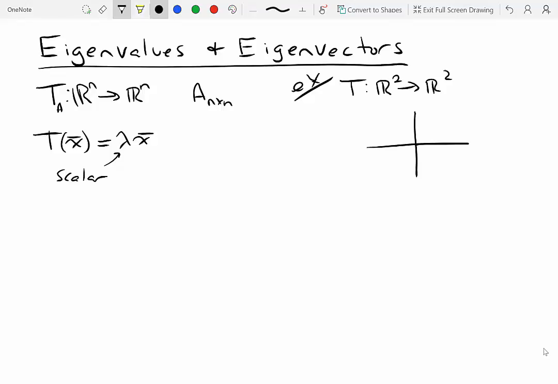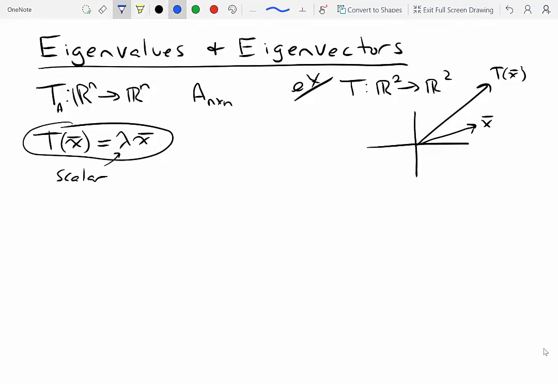So it's possible that maybe the vector x looks like this, and then when I plug it into the transformation, I get out a new vector, T of x. Maybe it's longer, maybe it's shorter, maybe it points in the same direction, maybe it points in a different direction. Well, my question about having T of x be equal to lambda x is, is it possible that there's a different vector x such that when I plug the vector into the transformation, what comes out is pointing in the exact same direction as what went in?